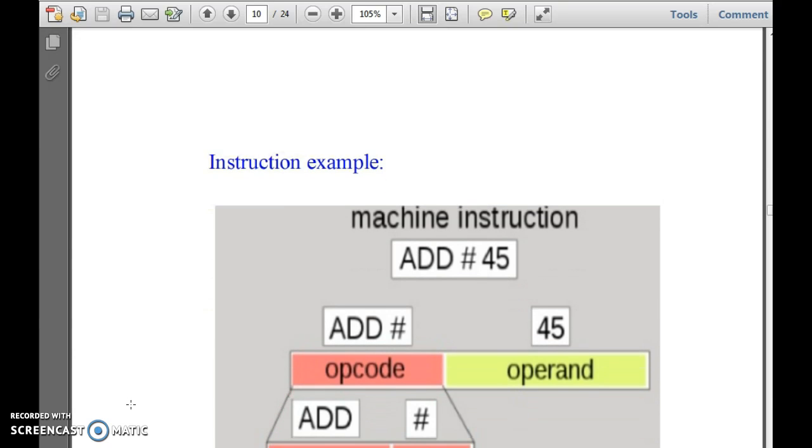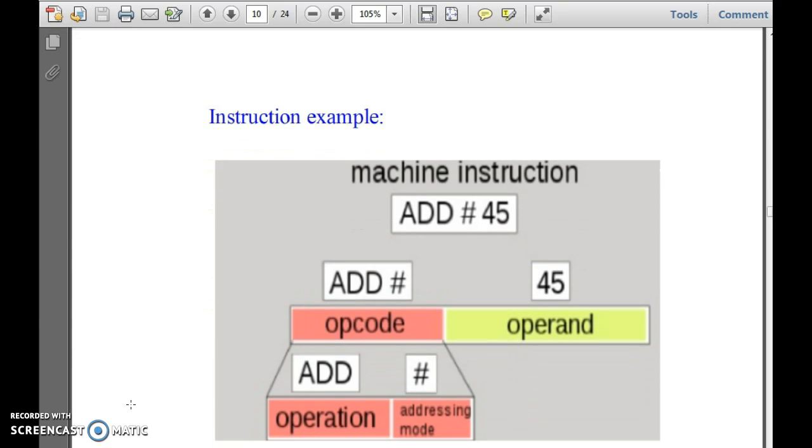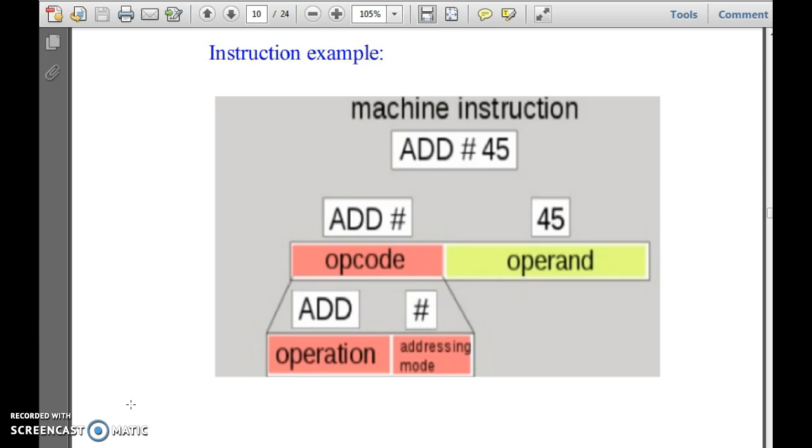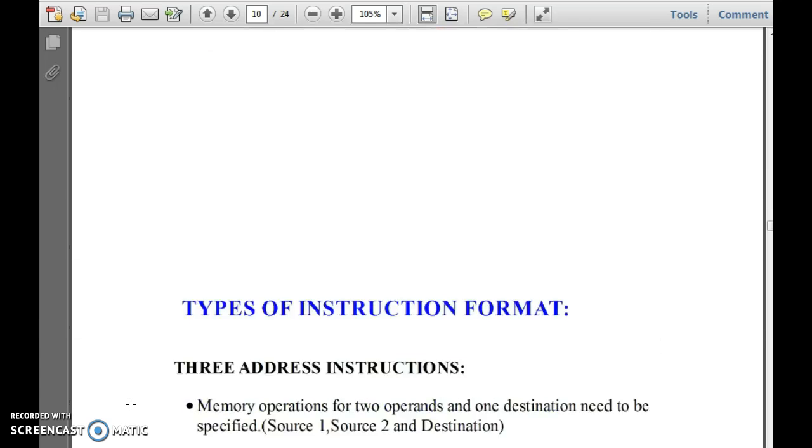Next is an instruction example. Add #45 is an example of an instruction. Add is the opcode, whereas the hash is the addressing mode. We'll be seeing addressing modes in later topics. The addressing mode specifies how an operand is located in the memory location. And 45 is the operand. Actually here we would have an address, and it goes to the address and fetches this 45 value. That is why 45 is the value that is given here.